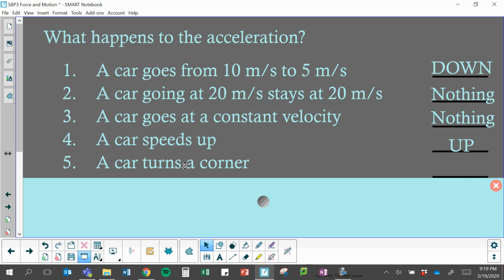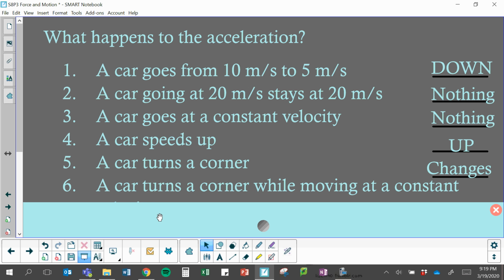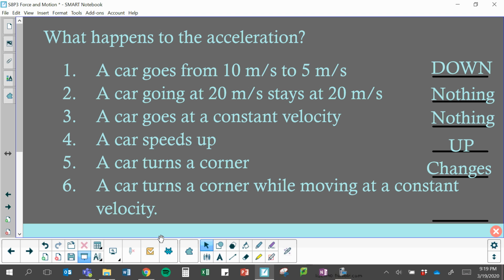Number 5, a car turns a corner. In this case, our acceleration is changing because we are changing the direction. Number 6, a car turns a corner while moving at a constant velocity. So they're not slowing down to turn the corner, they're just turning the corner at the same speed. This is still going to change our acceleration because velocity is not just speed, it's speed plus direction. So our direction's changing, so our velocity is changing, so that means we're accelerating.